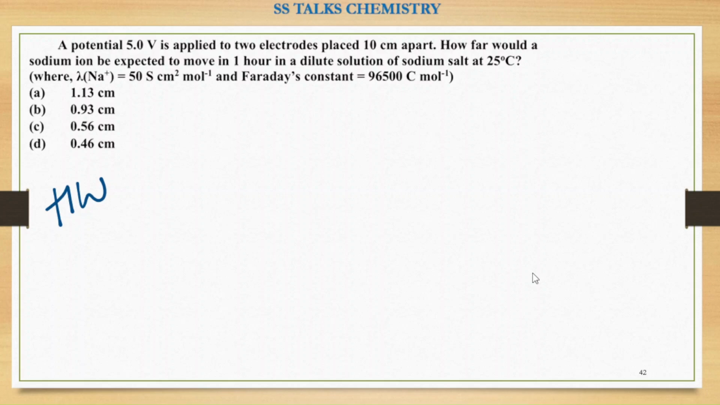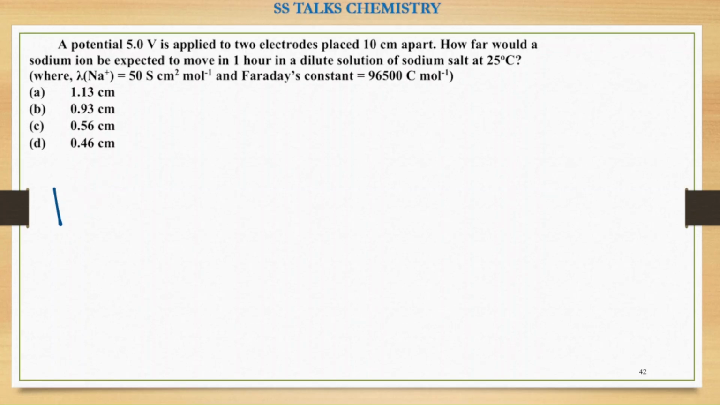So this question says that a potential of 5 volt is applied between two electrodes which are placed 10 centimeters apart. How far would a sodium ion be expected to move in 1 hour in a dilute solution of the sodium salt at 25 degrees centigrade? So that means we have to find the distance. The time is given, that in 1 hour the sodium ions are traveling. The potential applied is 5 volt, and the distance between the electrodes is also given to us.